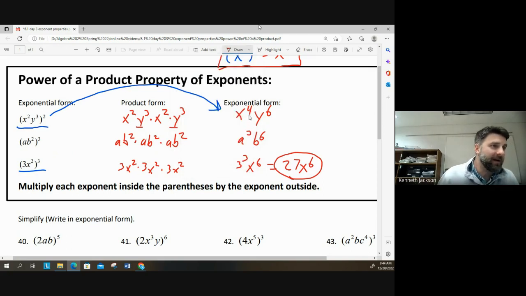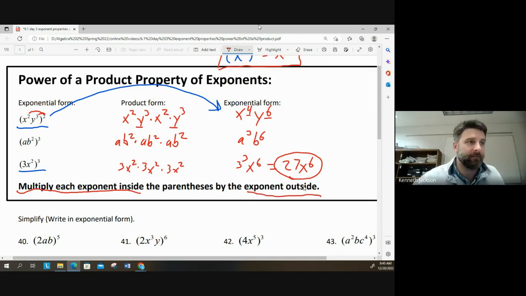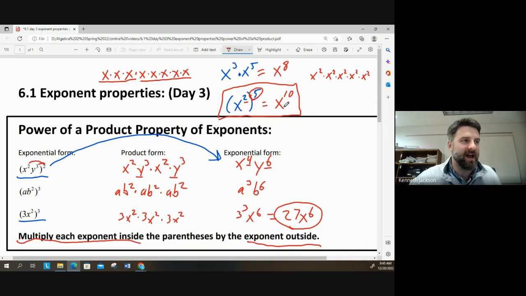Well, I end up in my answer with x to the fourth. Well, 2 times 2 would give me 4. I end up in my answer with y to the sixth. Well, 3 times 2 would give me 6. So the rule is that we can multiply each of the exponents on the inside by the exponent on the outside. And that should kind of make sense or ring a bell because it's exactly what we did up here in this problem.